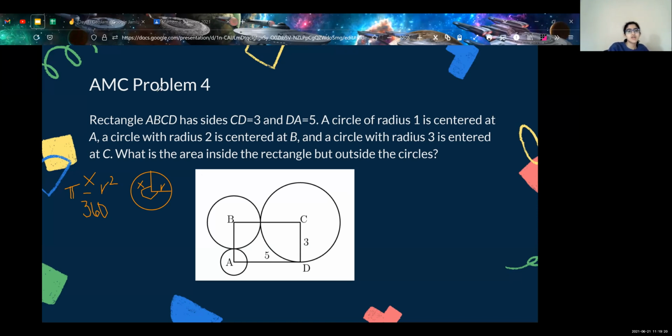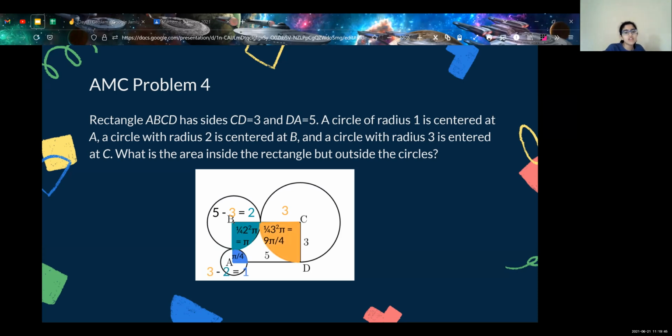Okay, so basically what we have to do, let me just clear all my drawings. So basically we know that this is 3, because the radius of a circle is equal to the radius of that same circle. And then this is 2 because 5 minus 3 is equal to 2, and it's a rectangle. And then this is equal to 1 because 3 minus 2 is equal to 1.